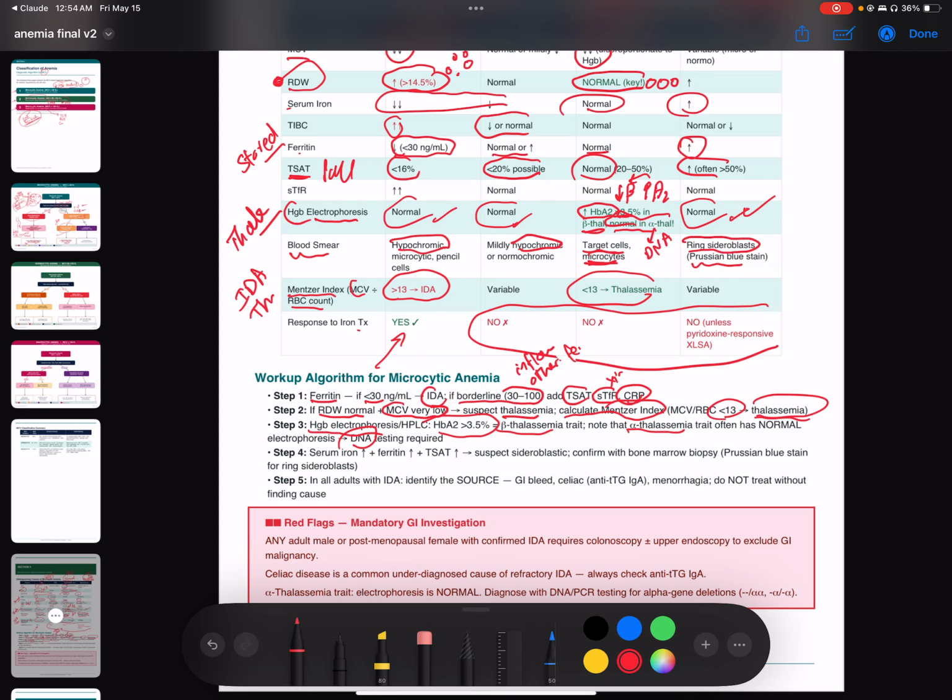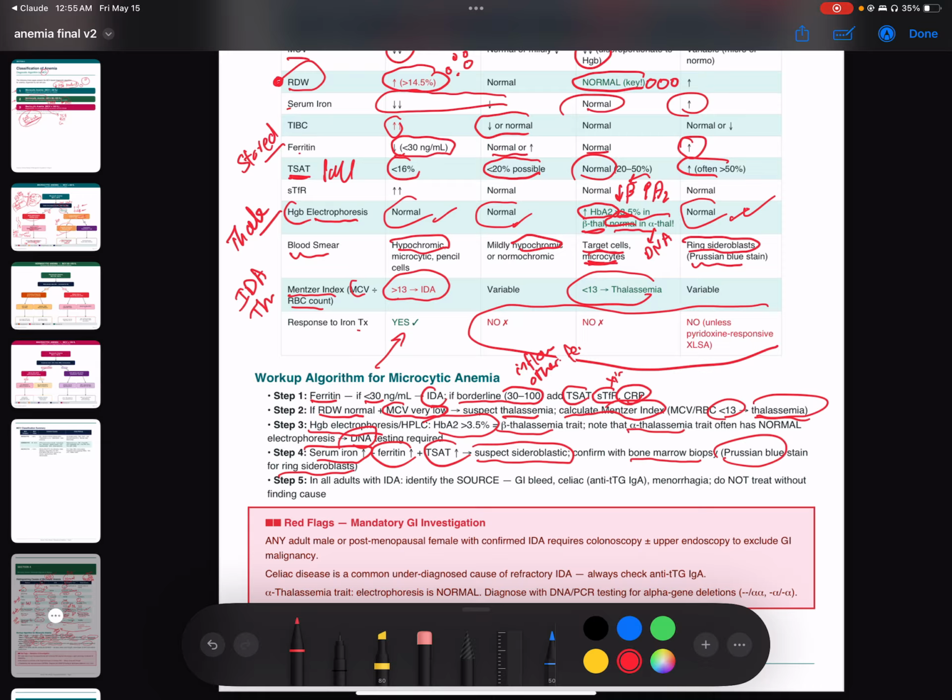If you have microcytic anemia, but the iron is high, ferritin is high, TSAT is high, so all the different labs for iron are high, that's more consistent with sideroblastic anemia, right? And if you have sideroblastic anemia, to confirm the diagnosis, you will need a bone marrow biopsy and stain it with the Prussian blue stain for the ring sideroblasts.